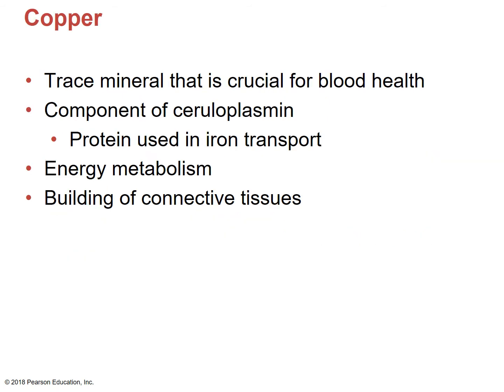Copper is critical for iron transport. Copper is a trace mineral that plays an important role in blood health because it is a component of ceruloplasmin, a protein that is important for iron transport. If ceruloplasmin levels are inadequate, iron accumulates, causing symptoms similar to those described in the genetic disorder of hemochromatosis.